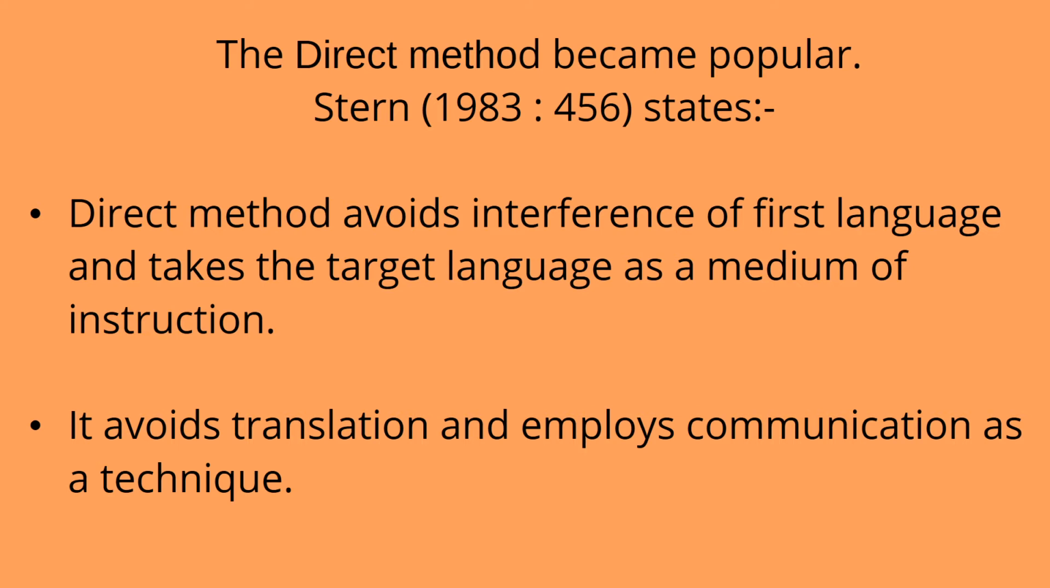That method became popular, and according to Stern, the direct method avoids interference of the first language, as we see what happened with Nicholas Charlie. He didn't use even a single word of English and took the target language as a medium of instruction. French was used as the medium of instruction, and it helped people to acquire the French language. The second important point, according to Stern, is that it avoids translation and implies communication as a technique. So communication is the key. The more communication is done, the more learning occurs.